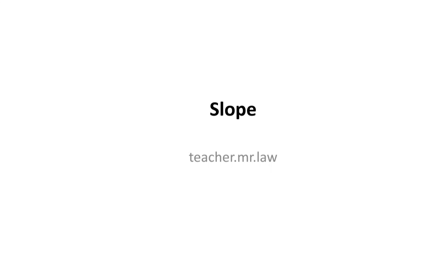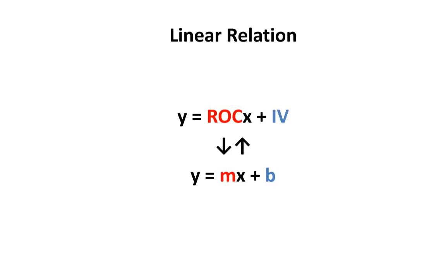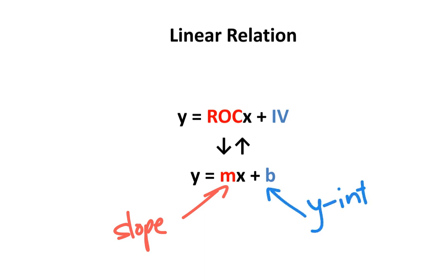In today's lesson, we'll be learning about slope. As mentioned previously, a linear relation is really just a pattern, and this can be represented by two types of equations that mean exactly the same thing. Instead of rate of change, we are now going to call it slope, and this is represented by the variable of m.